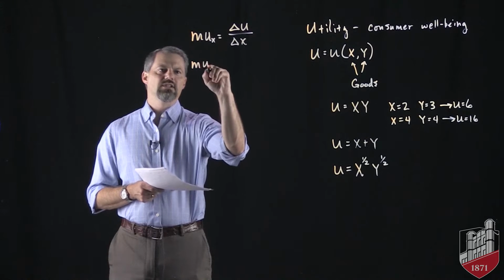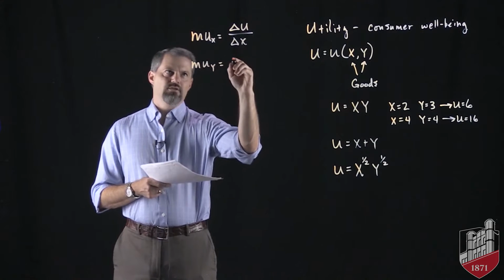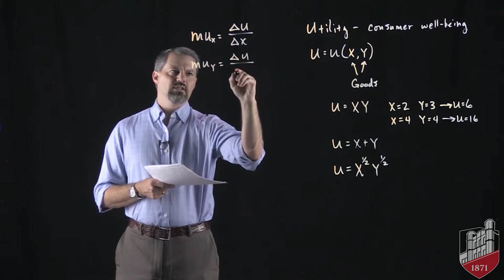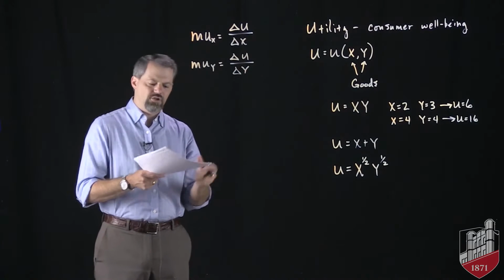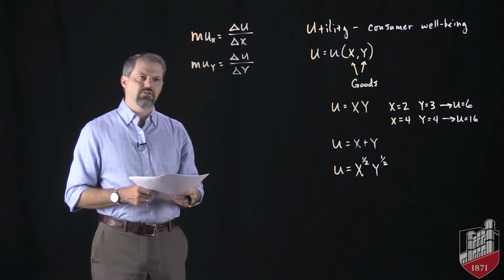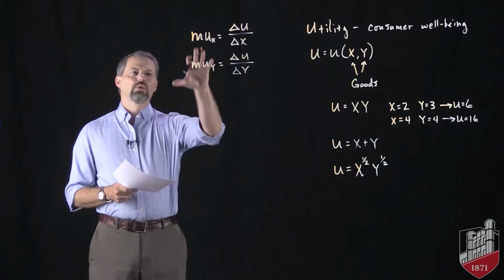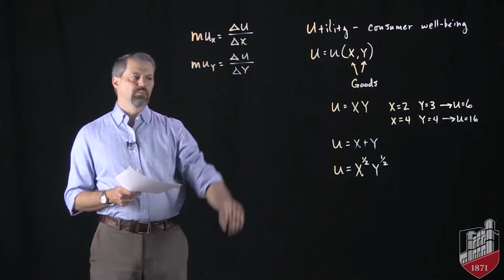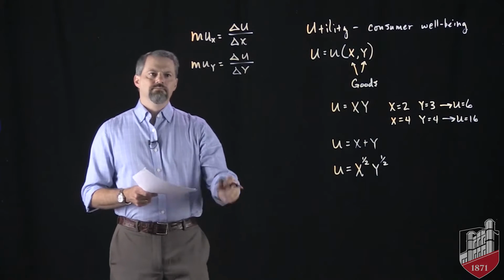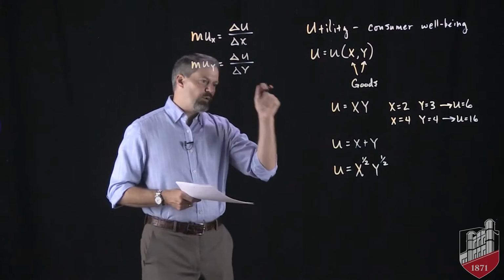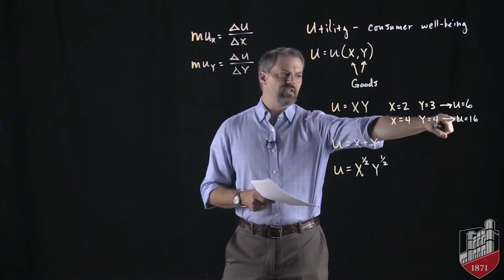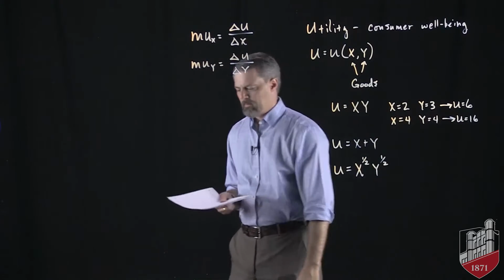The marginal utility of good Y, as you can imagine, would be the change in utility when you change Y. When you increase Y by 1 unit, how much more utility do you get? So we'll talk about those here in a little bit, but that's what the marginal utility looks like. Let's talk about how we're going to use these numbers, these things that we're calling utils.